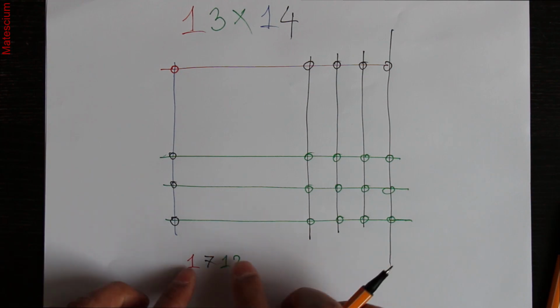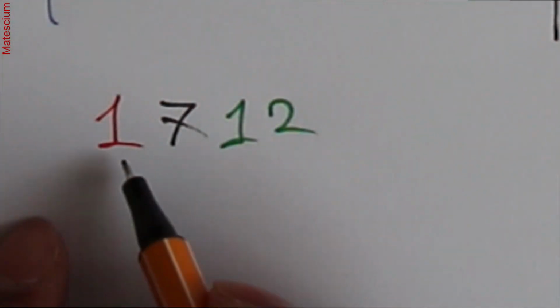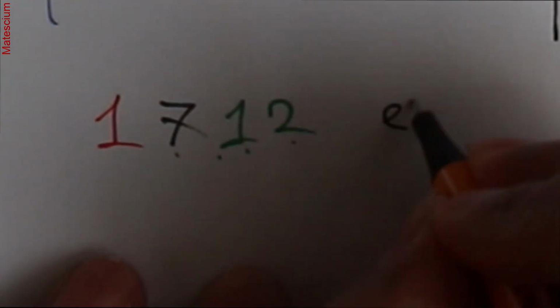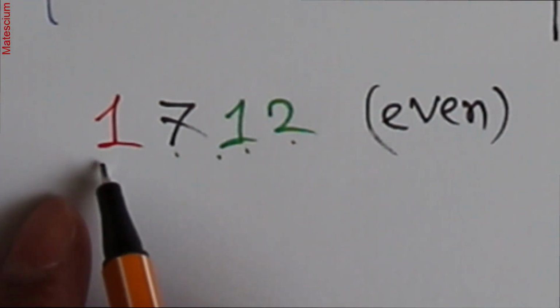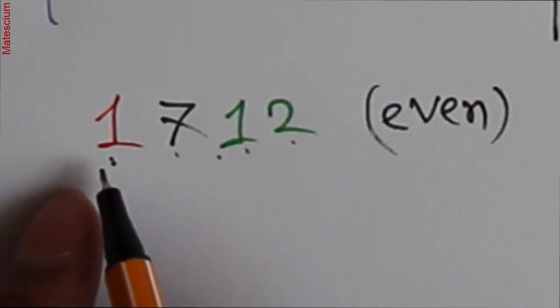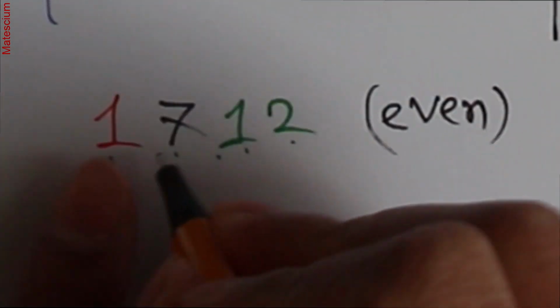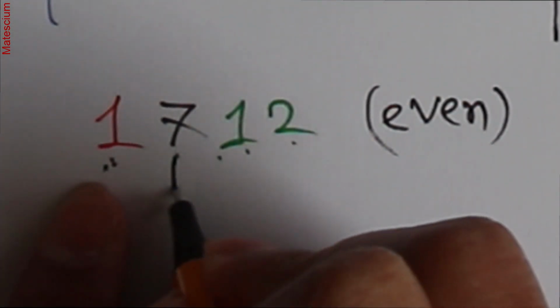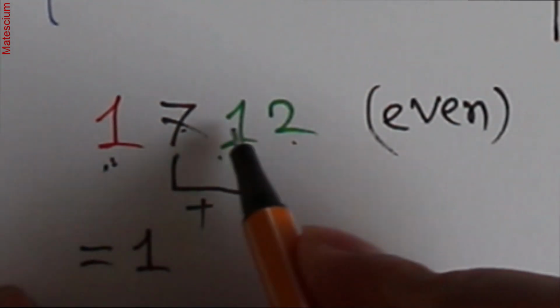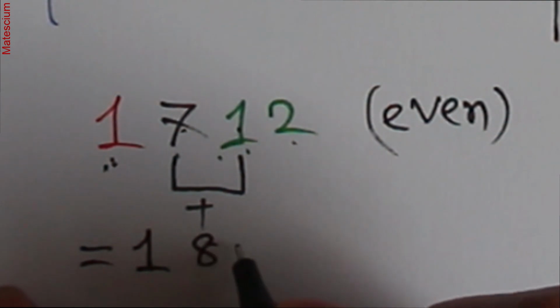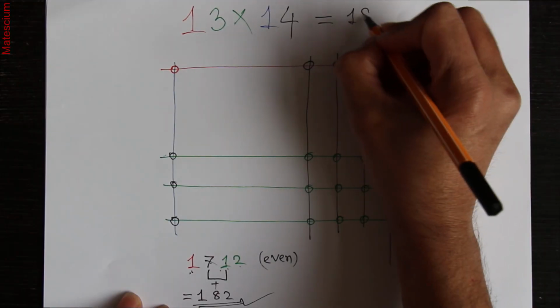Interestingly, here we are supposed to get 3 digits, but it's 4 digits. That means it's an even number of digits. In this case, we have to consider the first digit: is it even or odd? It's an odd number. That means we have to add the middle 2 numbers. 1 remaining here, 7 plus 1 is 8 and then 2. That means 182 is the answer.